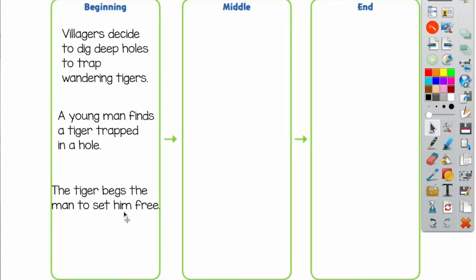These 3 events are so important in the beginning of the story, so we need to make sure we include that in our chart. Now that we've got the most important points from the beginning, let's work on the middle.